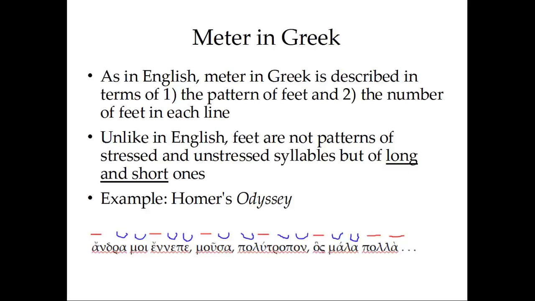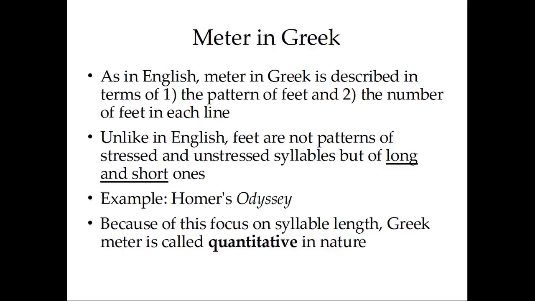So you will hear in Greek, there are accents, of course, there are accented syllables, but they don't really have anything to do with the meter. The meter is constructed by alternations of long and short syllables. Because of this focus on syllable length, Greek meter is called quantitative in nature. English meter is usually called qualitative in nature. It has to do with the difference of the quality between stressed and unstressed syllables. Greek is more mathematical in some ways. It makes use of this distinction between long and short syllables.